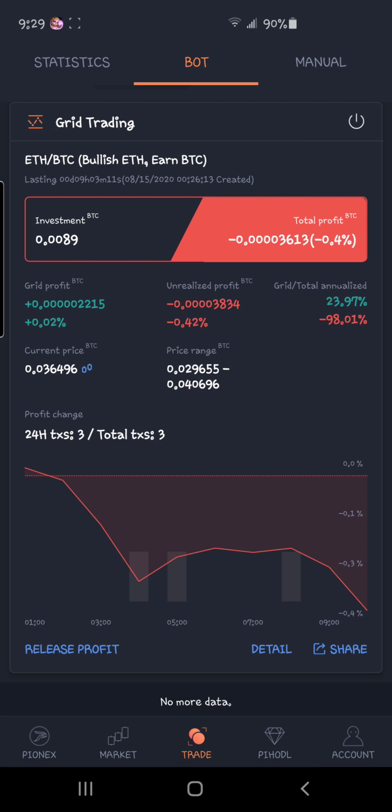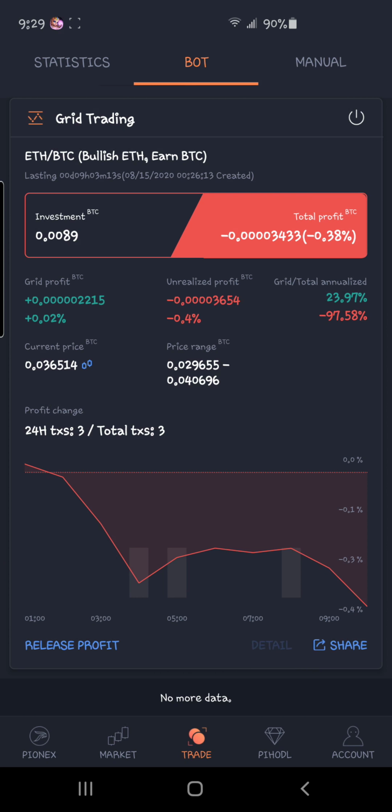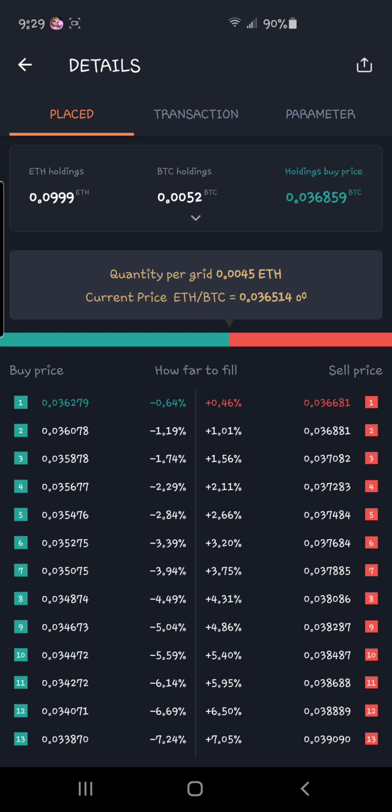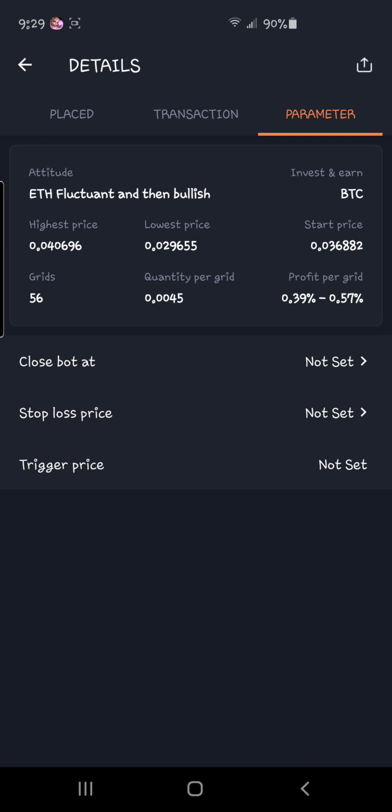So how I have mine set up is, let's go to parameters. I have 56 grids. Now, in this one, I'm only risking, I think it was a quarter of an Ethereum. So it took my quarter of an Ethereum and set it up 56 different grids between these price points, and every single time it moves up, it's selling and making me more Bitcoin. Every single time it moves down, it's buying and making me have more Ethereum.